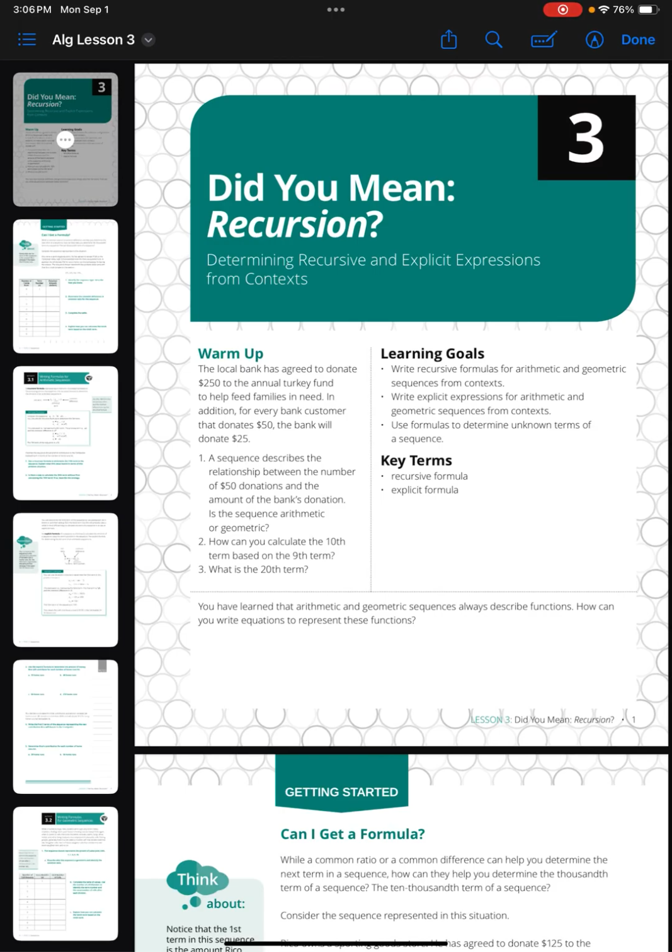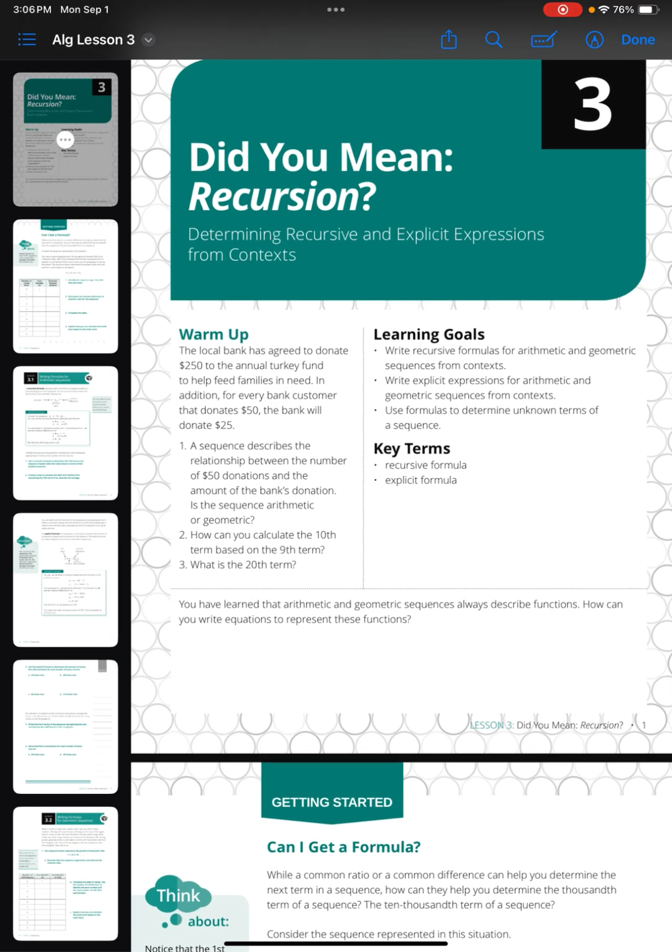All right, getting into our third lesson here in our unit about finding sequences. Looking at this warm-up, a local bank has agreed to donate $250 to the annual turkey fund to help feed families in need. In addition, for every bank customer that donates $50, the bank will donate $50. So number one says a sequence describes the relationship between the number of $50 donations and the amount of the bank's donation. Is the sequence arithmetic or geometric?